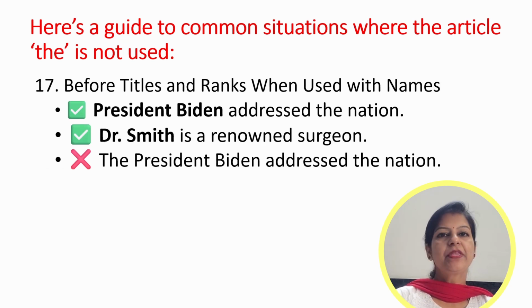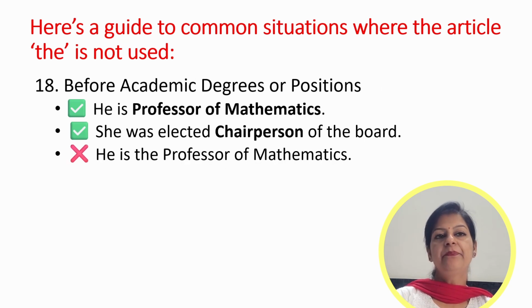Number 17. Before titles and ranks when used with names, we don't use the. For example, President Biden addressed the nation. It is correct. Dr. Smith is a renowned surgeon. It is also correct. The President Biden addressed the nation is incorrect. We don't use the when the title is used with a name.